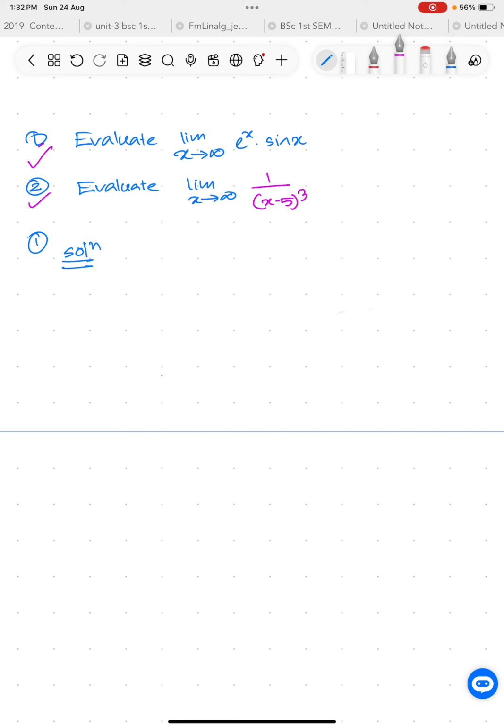In the first question, what we have given is the limit as x approaches infinity of e to the power x into sine x, and we need to solve it. Okay, so if you observe, as x approaches infinity, what is the behavior of the function sine x? It oscillates between -1 and 1. Again, as x approaches infinity, the exponential function e to the power x approaches what?